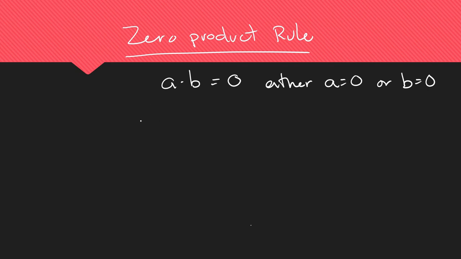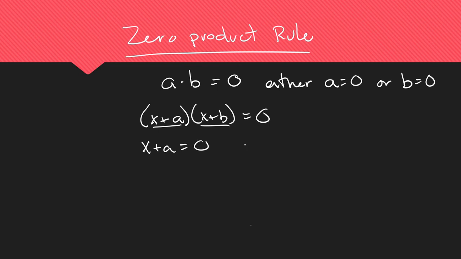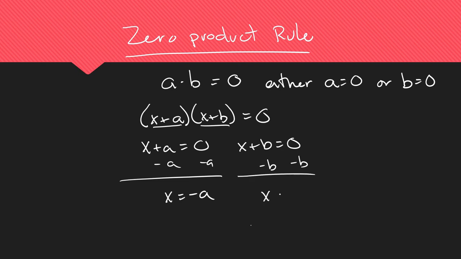Okay? So when we have our binomials, x plus a number, equal to 0, one of these has to equal 0. So either x plus a equals 0 or x plus b equals 0. To solve, I'm going to subtract a from both sides and subtract b from both sides, and those will be my solutions. These are my factors. These are my solutions. Let's do some with numbers and things will make a little more sense.